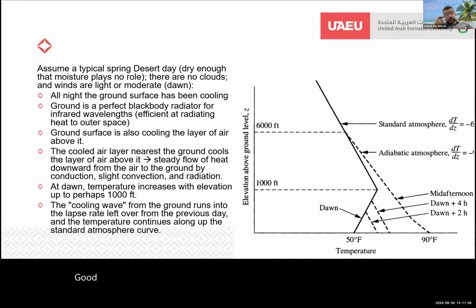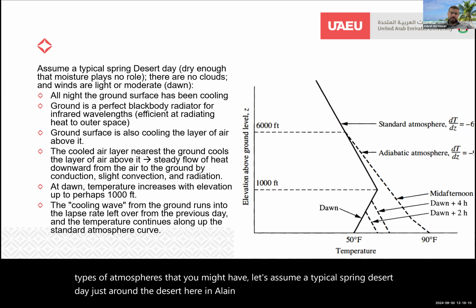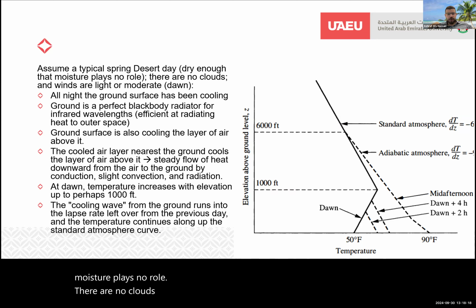So now that we have explained all the different types of atmospheres that we might have, let's assume a typical spring desert day, just around the desert here in Al Ain, for example, where it's dry enough that moisture plays no role. There are no clouds, and winds are light or moderate.